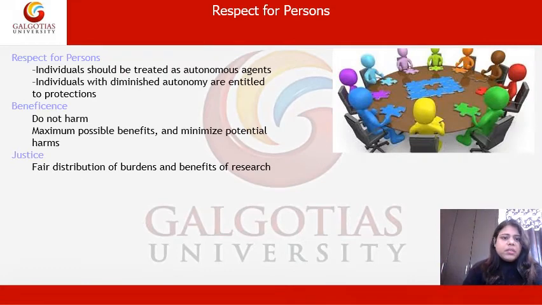Respect for persons. Individuals should be treated as autonomous agents. Individuals with diminished autonomy are entitled to protection. Beneficence: do no harm, maximize possible benefits, and minimize potential harm. Justice: fair distribution of the burdens and benefits of research.